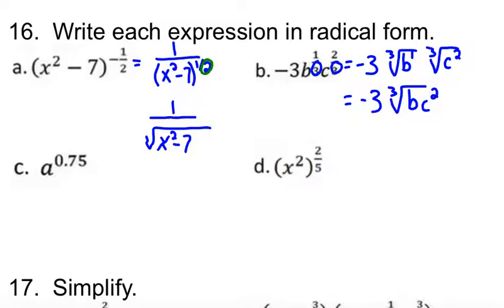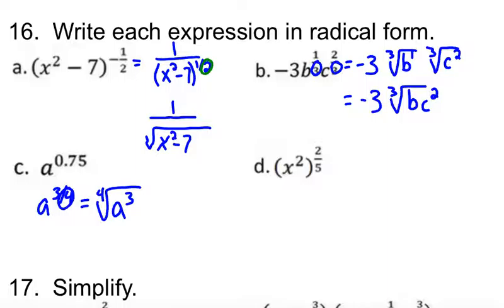Okay, on the next one, we are going to first change this into a fraction because there's not much we can do with the decimal. 0.75 is the same thing as a to the 3/4. So we're going to take our denominator, that becomes the index, so the 4th root of a to the 3rd.